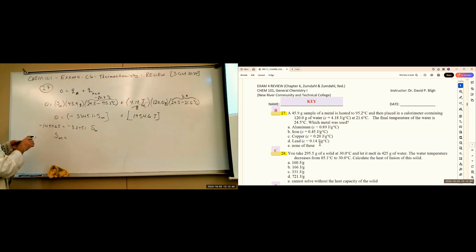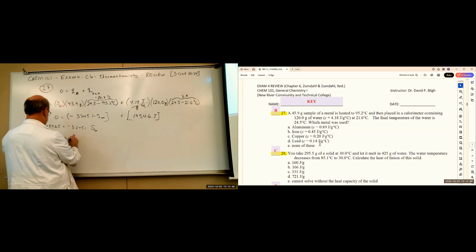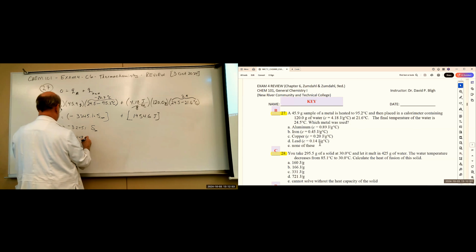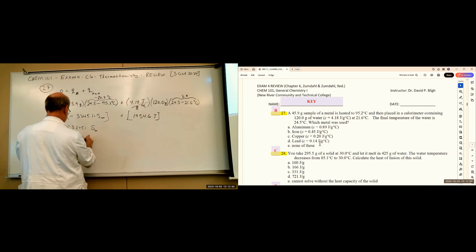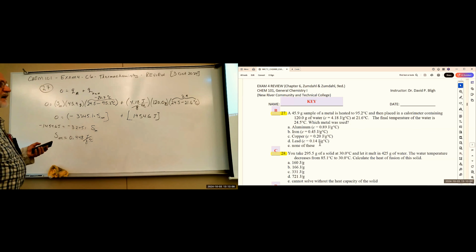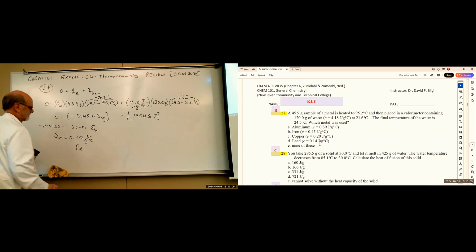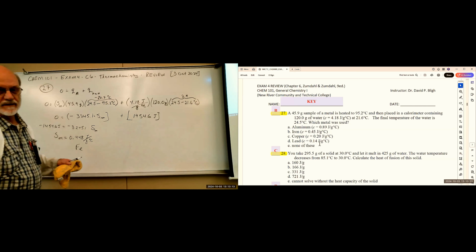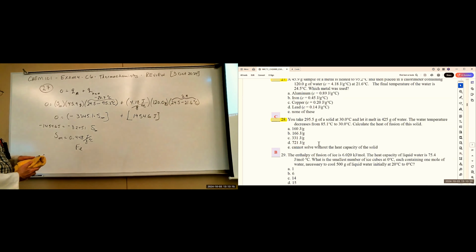So let's see if I got them in the right place in my calculator already. Yes. So I get 0.448 joules per gram degree C. That means it's iron. Okay. And scroll a tad, go to number 28.